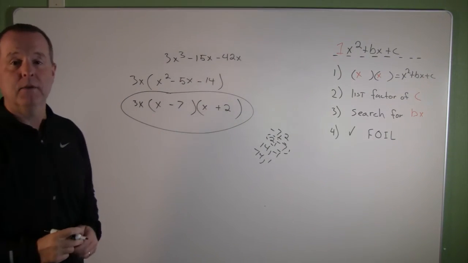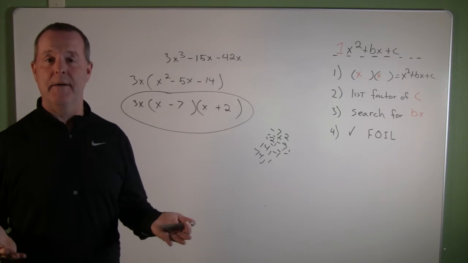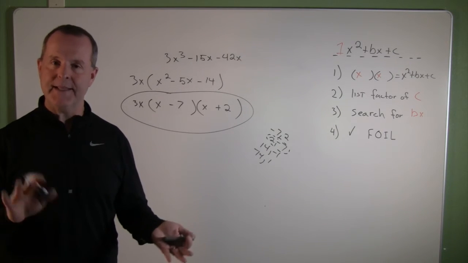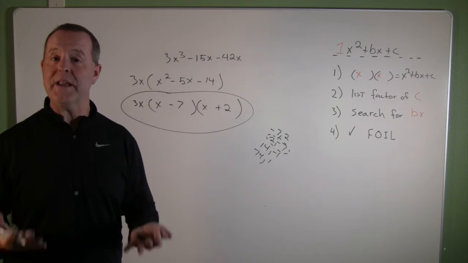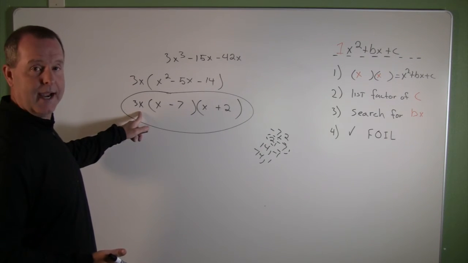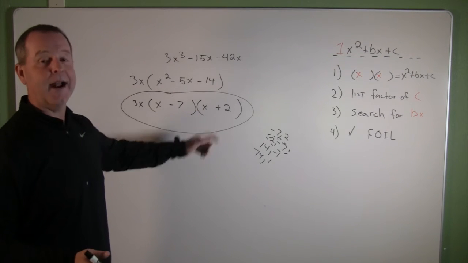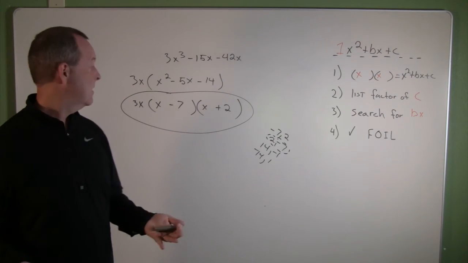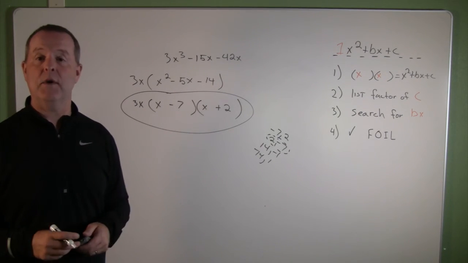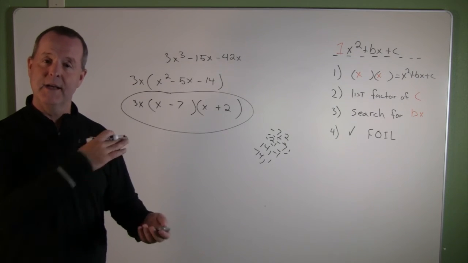And that trinomial now has been factored completely. And this time, I'm left with three factors. One factor is a 3x. One factor is an x minus a 7. Another factor is an x plus 2. And I can't factor any of those any further. So I am done with that problem.